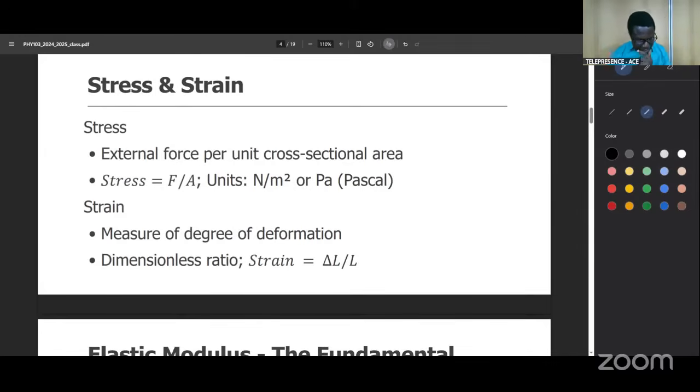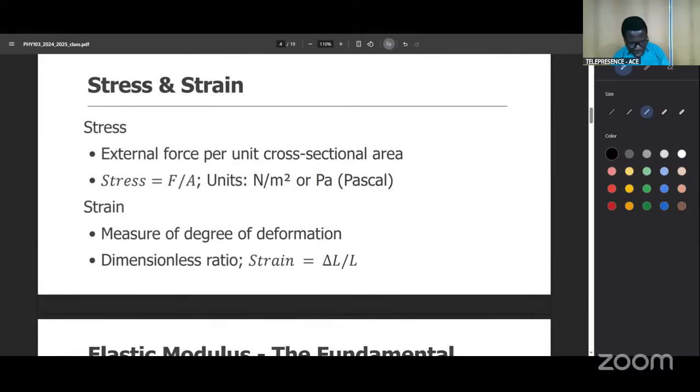Now, strain is a measure of the degree of deformation. It's a measure of the degree of deformation. We have types of strain, depending on how the material responds to that force.